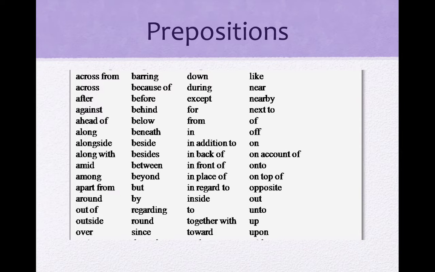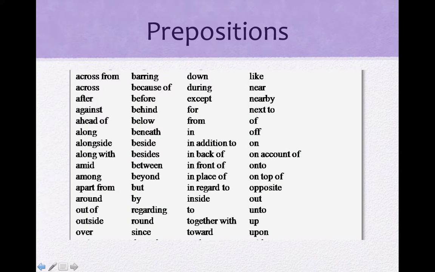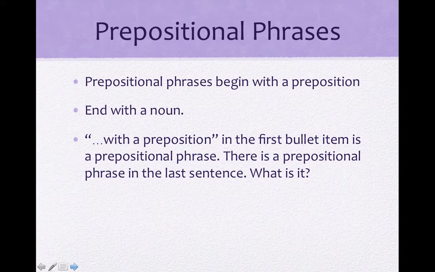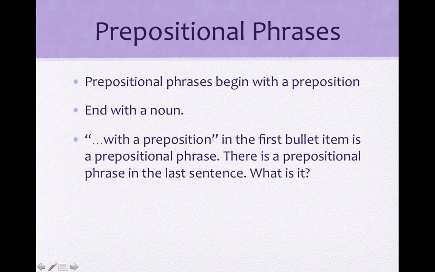It's important for you to know what a preposition is, because a prepositional phrase begins with a preposition, which was one of these, and there are others. This is just a sampling, and it ends with a noun. So in my first sentence here, I have a preposition, as you can see from the list. Is it on the list? Nope, it's not, but it is one. And it ends in a noun. Preposition is a noun. So with a preposition is a prepositional phrase.